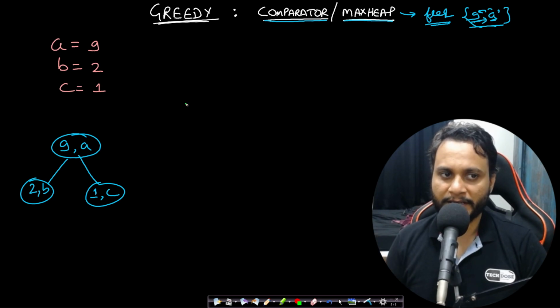In this case, if I take out the first most suitable character to be used, it will be 9 comma A.